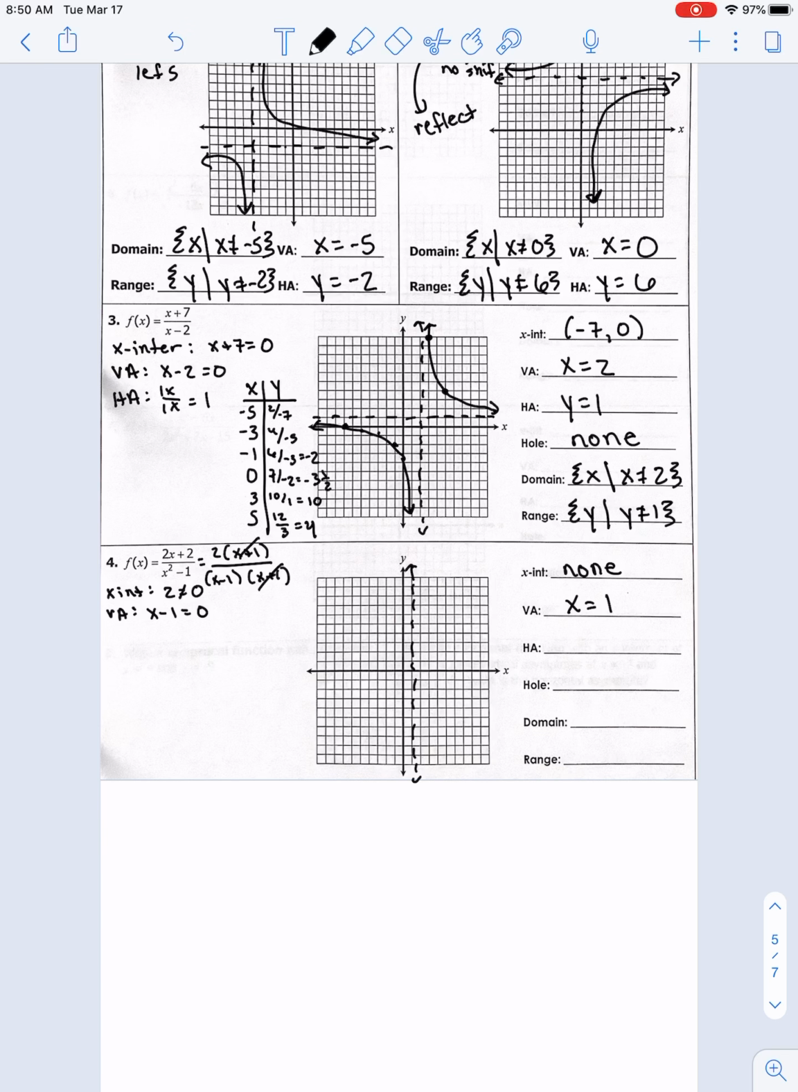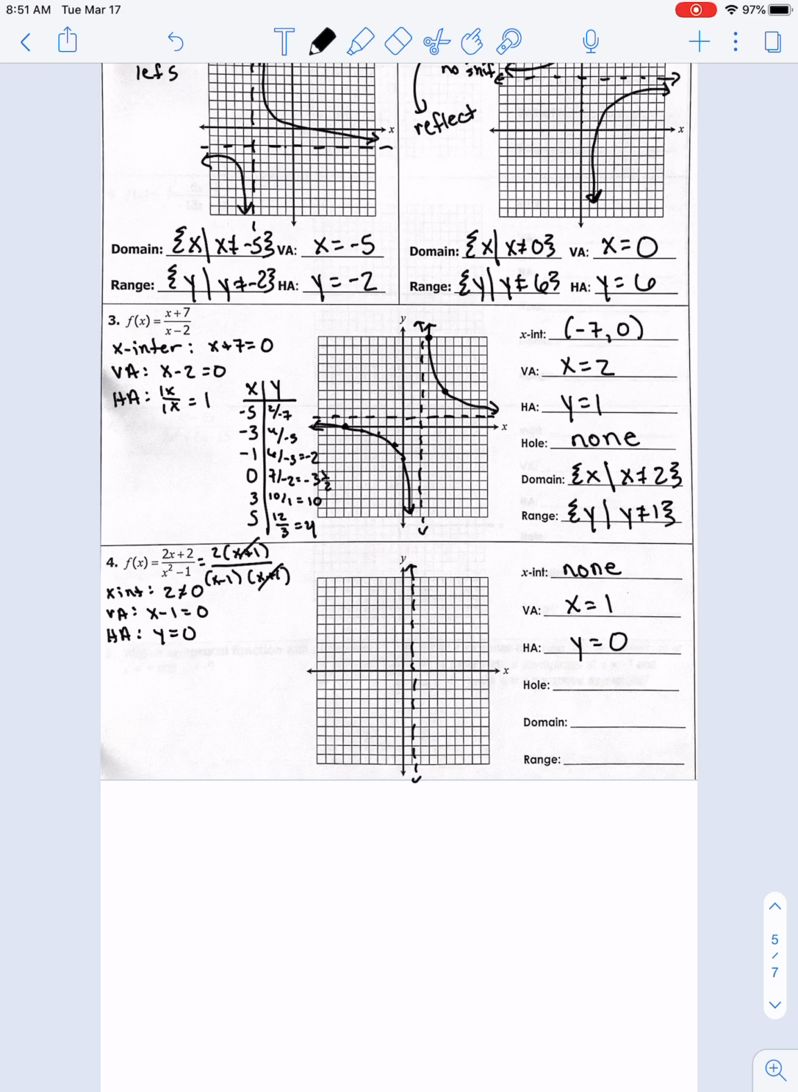For our horizontal asymptotes, we are going to look at the degree analysis, so we end up with a 2x over x squared, or a 2 over x. It's the same analysis. Our degree of P is less than our degree of Q, which means that our horizontal asymptote is simply y equals 0.